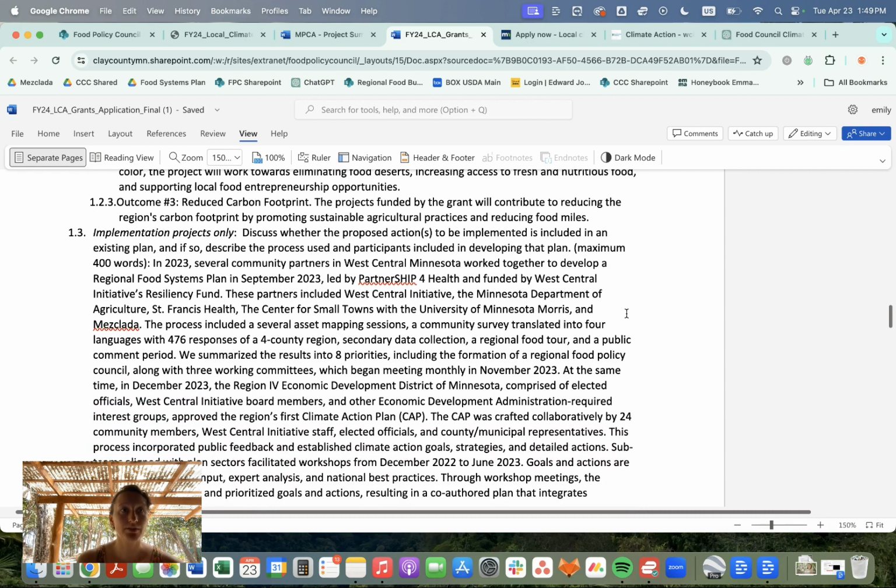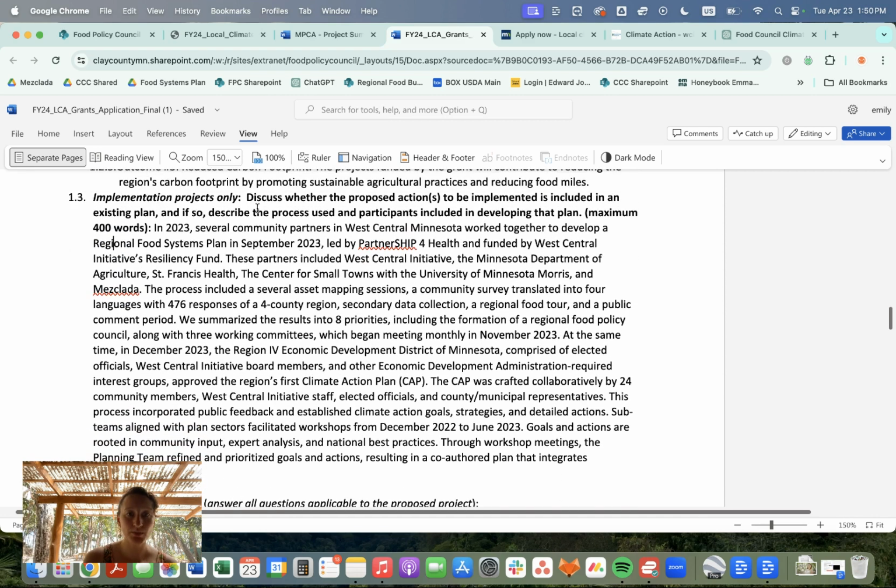But we're going to have to be a little bit more concrete about what that looks like. There's a section where it's implementation projects only. That's what we're doing. Discuss whether the proposed actions to be implemented are included in an existing plan, and if so, describe the process used and participants included in developing that plan. And then it gives you a max of 400 words.